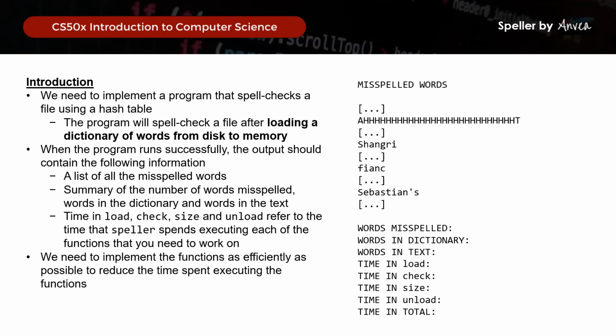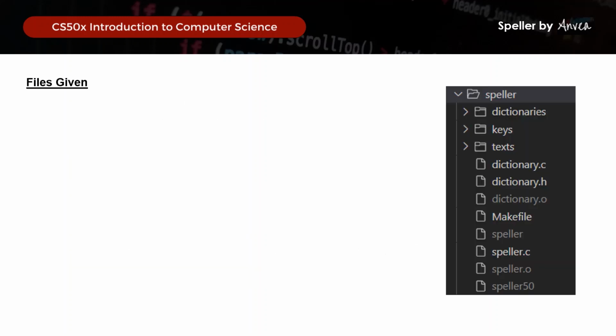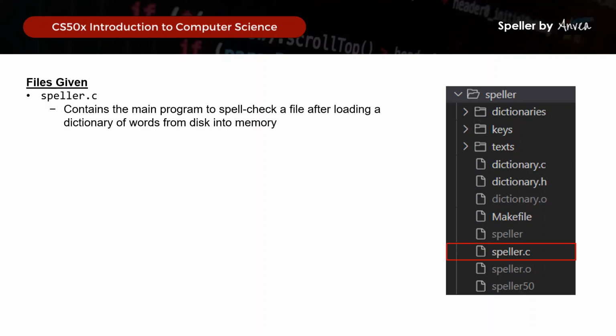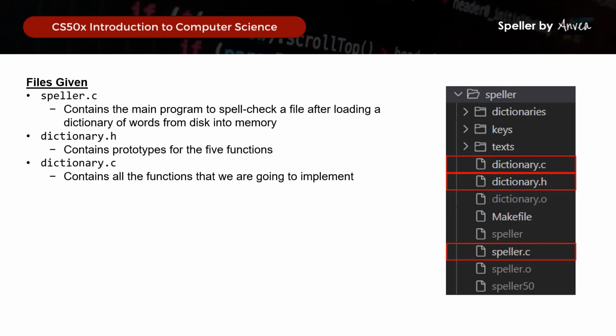So let's first look at the files that we are given. So we have speller, and this contains the main program to spell check a file after loading a dictionary of words from disk into memory. Next, we have dictionary.h, which contains the prototypes for the 5 functions. Then we have dictionary.c, which contains all the functions that we are going to implement. So what this means is that for this particular problem, we'll only be working out of dictionary.c.